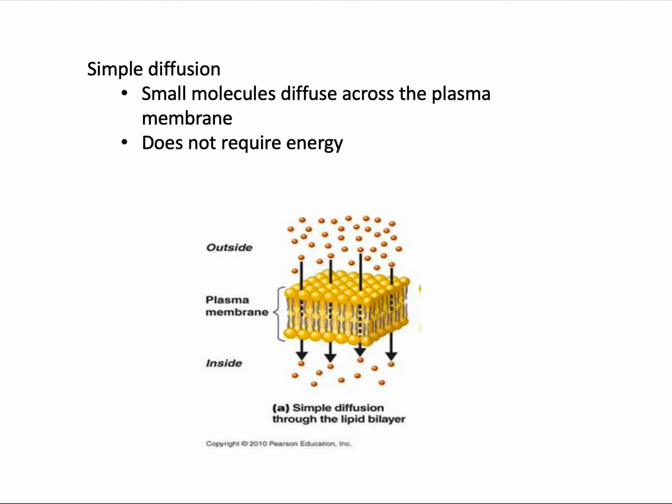Simple diffusion doesn't require a membrane. For instance, if you have high oxygen concentration outside the cell membrane, and the cell needs this oxygen, all that happens is that it's going to diffuse across the plasma membrane from where there's high concentration to the inside where there is a lower concentration. So the simple diffusion is taking place.